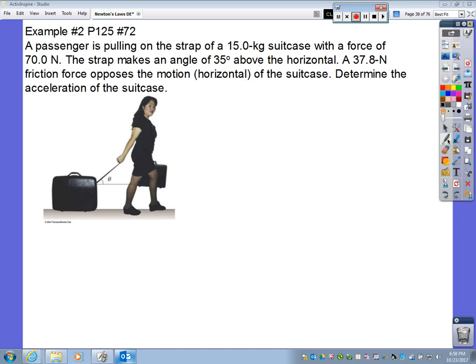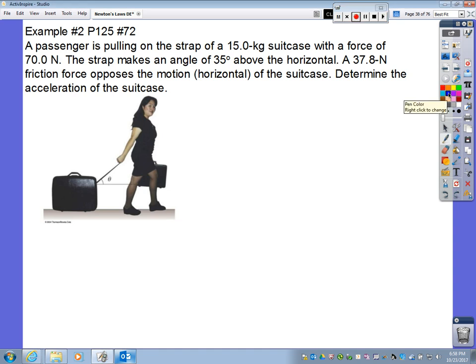So this passenger is pulling the strap of a 15-kilogram suitcase with a force of 70 newtons. The strap makes an angle of 35 degrees above the horizontal. A 37.8 newton friction force opposes the motion, which is horizontal, of the suitcase. Determine the acceleration of the suitcase.